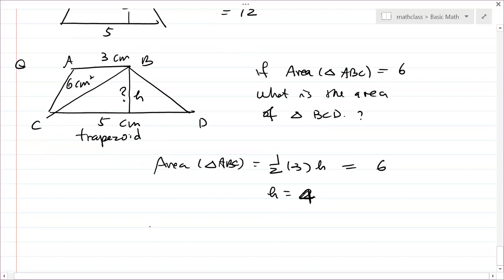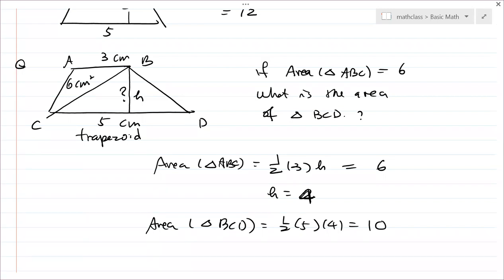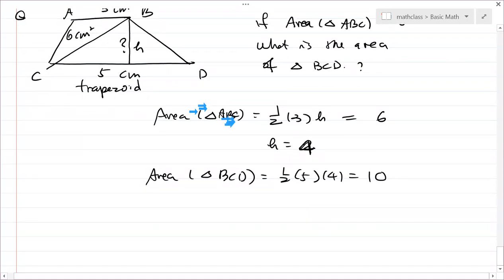That's it, right? So the area of the triangle BCD is gonna be half of the base, which is 5, times 4, it's gonna be 10. Right, that's it. It's gonna be 10. So this is how we find out the area of the trapezoid, right?